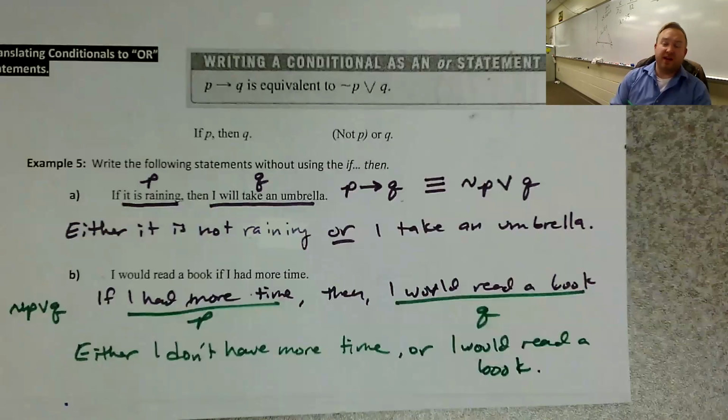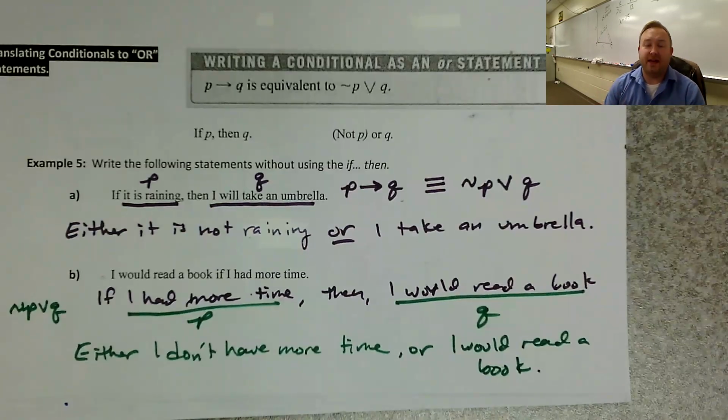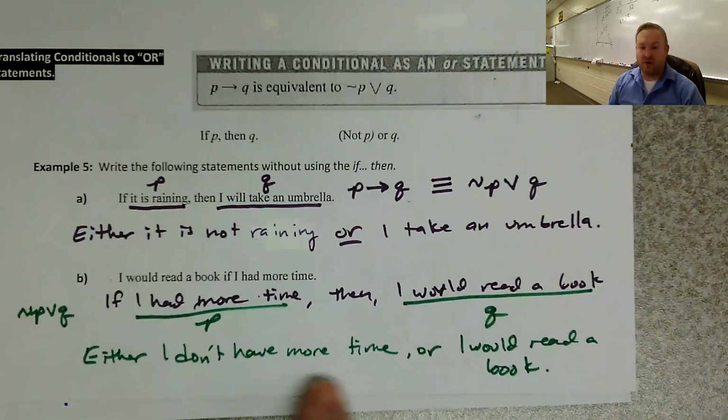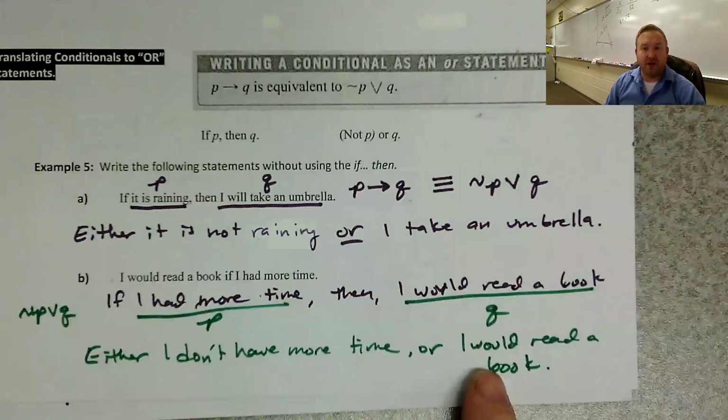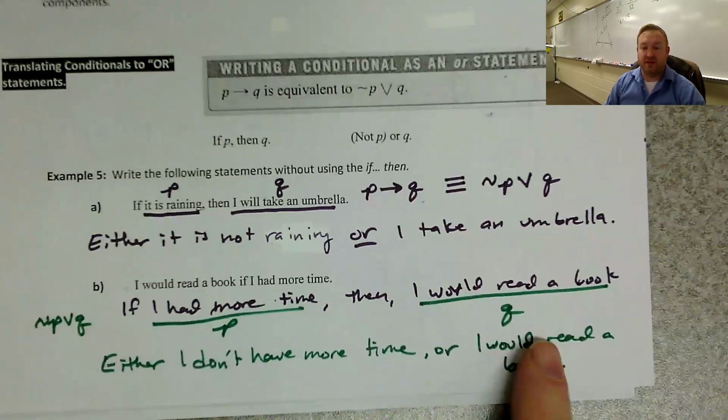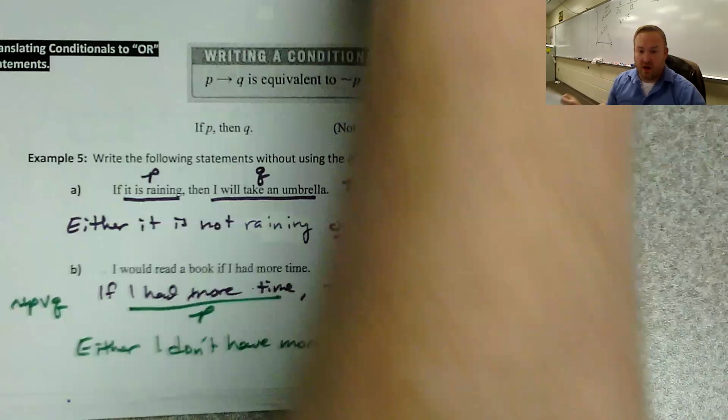Okay, so at all times, I am in a situation where either I have more time or I don't. So sometimes I don't have more time. The rest of the time, I do have more time, but in those situations, I'm going to read a book. So one of these two things is going to be going on all the time.